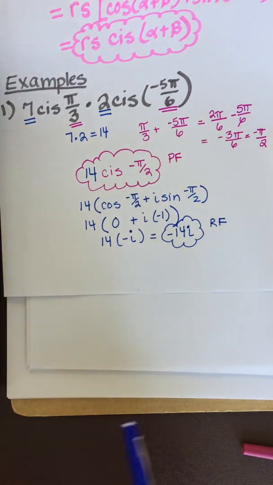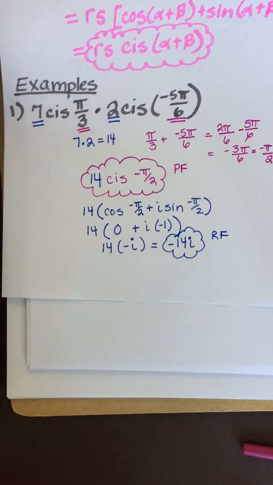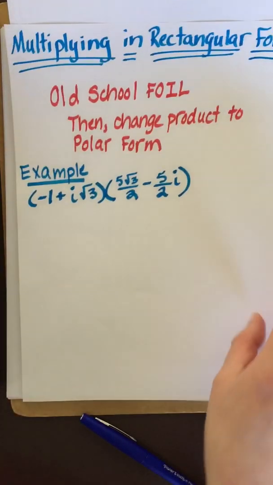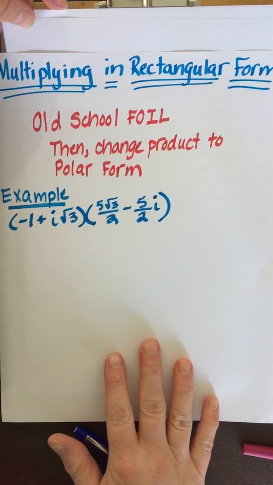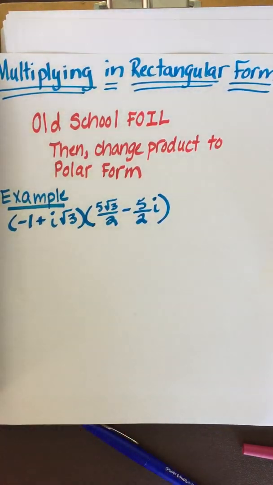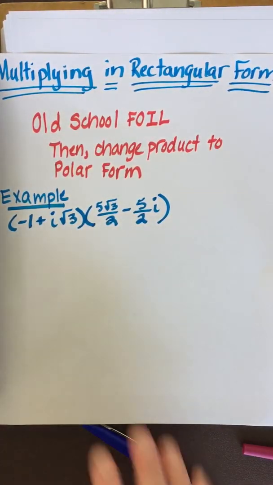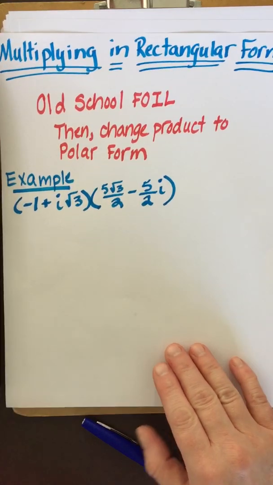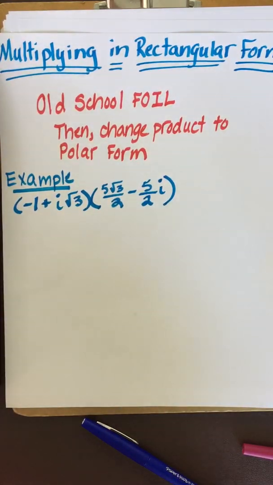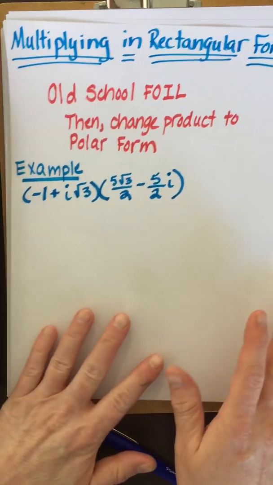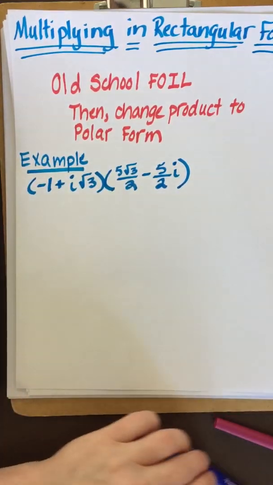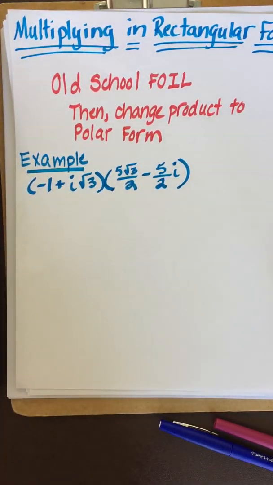All right, let's do this the other way. It's not as much fun. So let's multiply in rectangular form, and then we're going to change what we get to polar form. So we're going to start off by doing some old school FOIL method, then we'll change it to polar form. So, all right, FOIL stands for first, outer, inner, last.